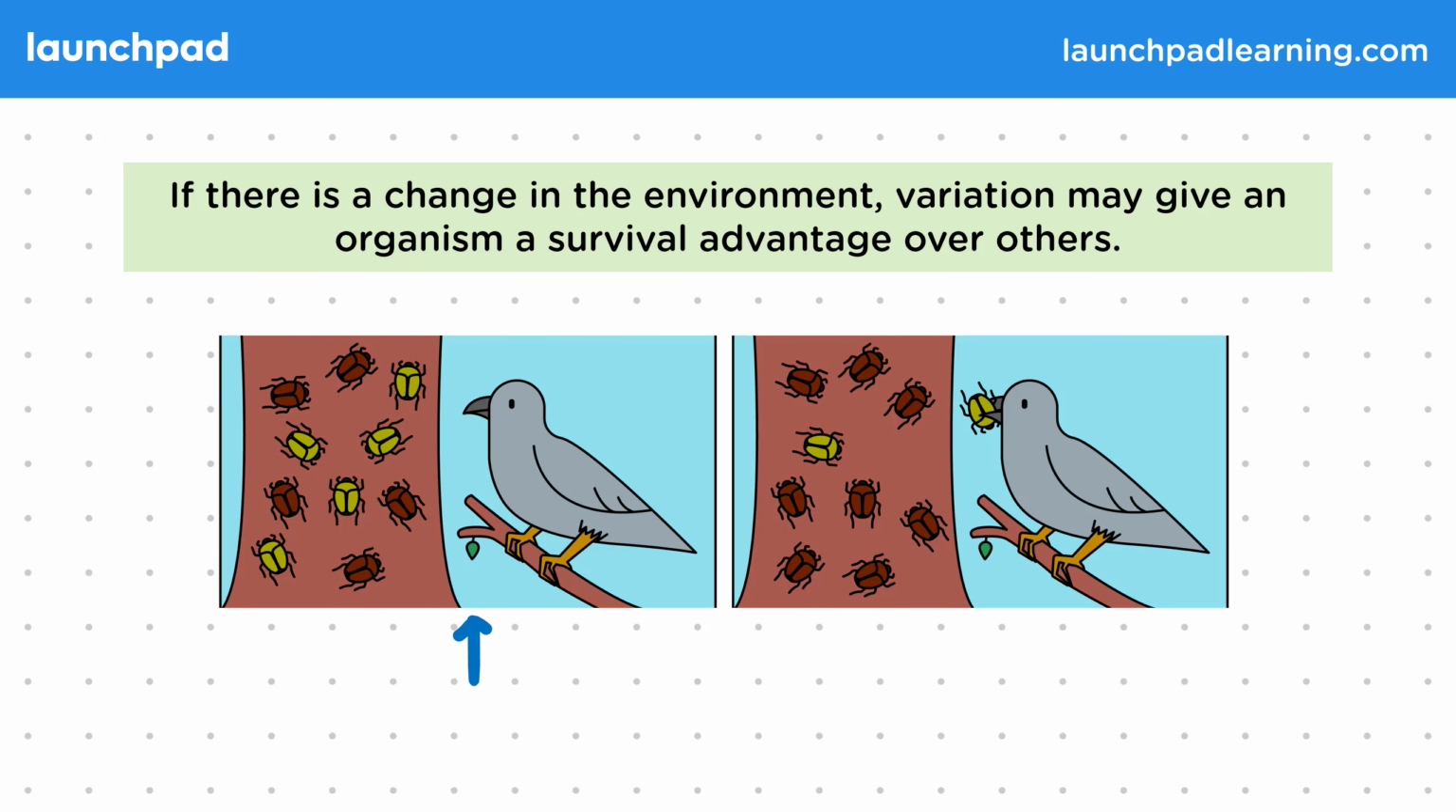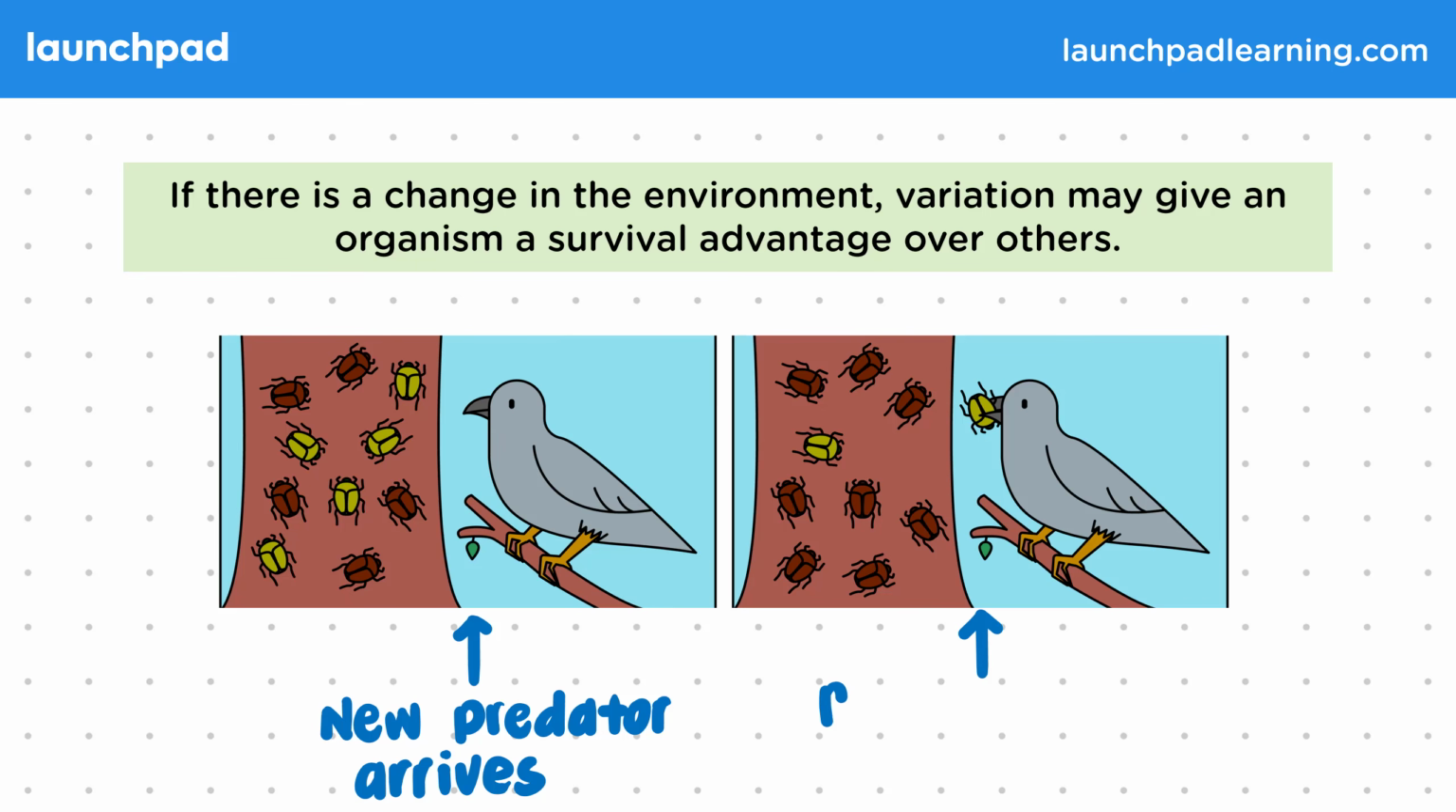In this first image, a new predator arrives and it can easily identify the green beetles and eat them. In this example, the change in the environment is the arrival of this new predator. More of the brown beetles survive as they're better camouflaged.